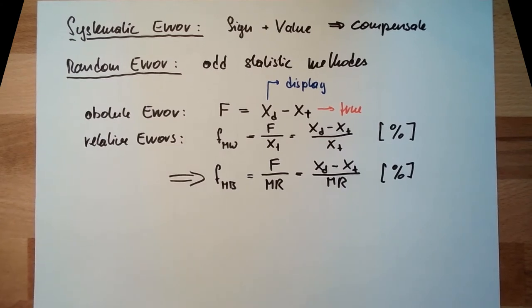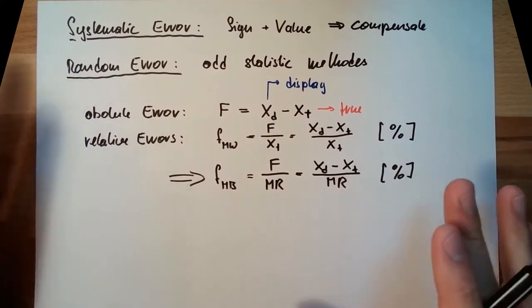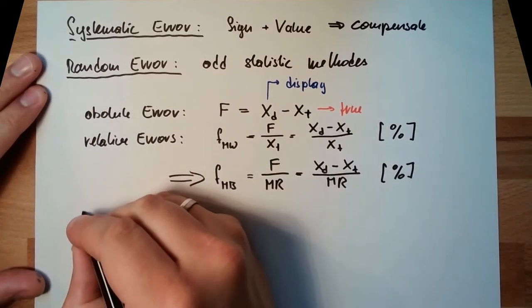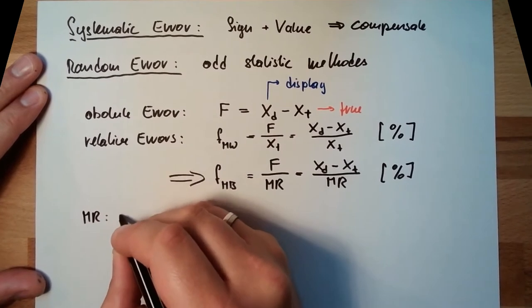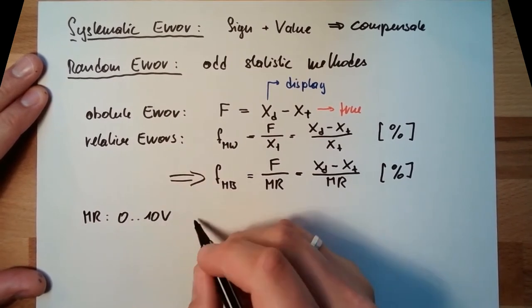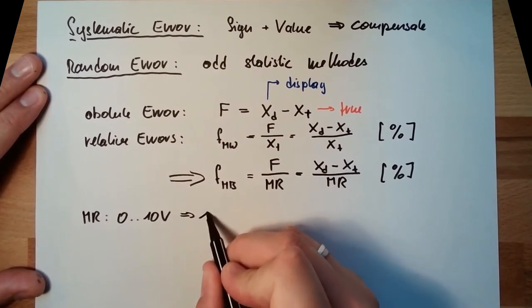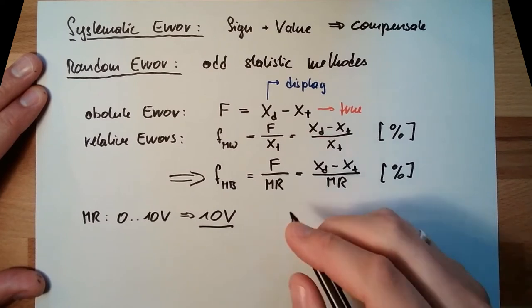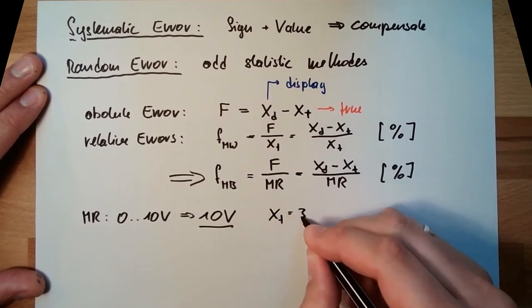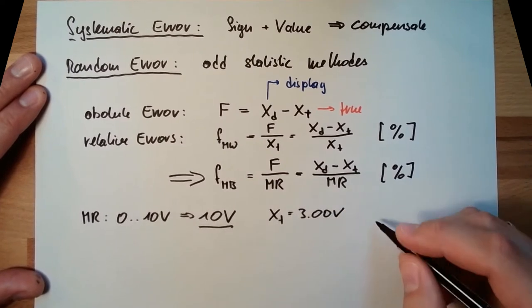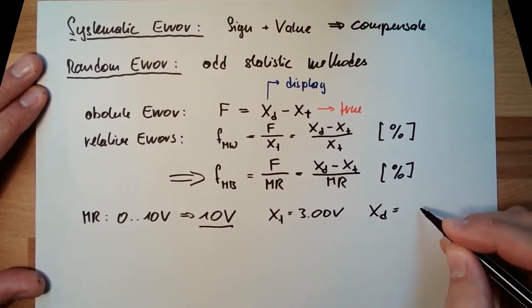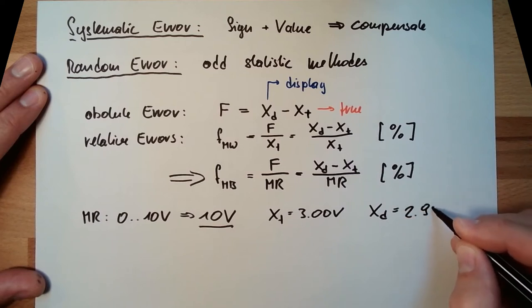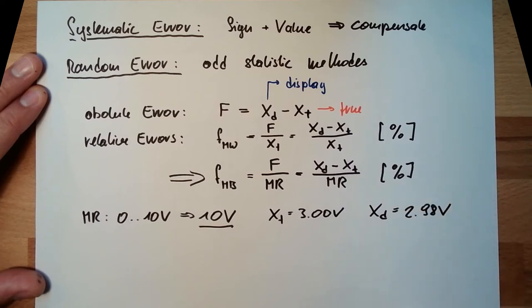Let's make an example. We do have a measurement instrument, and our measurement range is from 0 to 10 volt. So measurement range is 10 volt. And we know, for whatever reason, our true value should be 3.0 volt. And our displayed value is 2.98 volts.